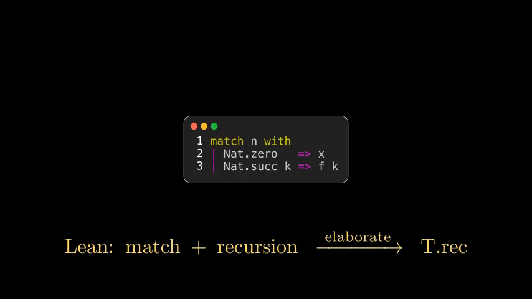When you write a recursive def, the elaborator quietly takes every match together with its recursive calls and rewrites them as a single application of the type's rec, the exact one we just built. No new keyword needed at the surface.